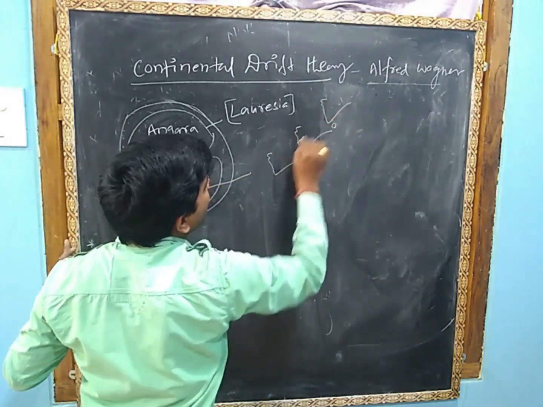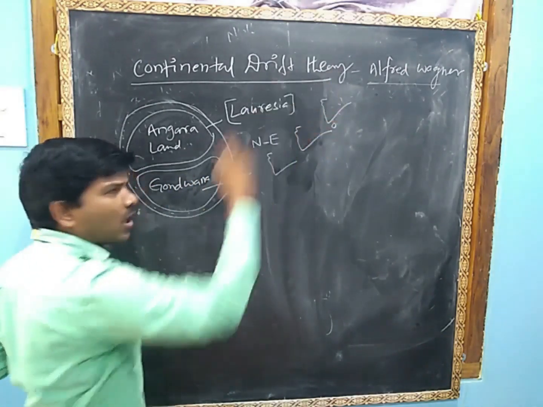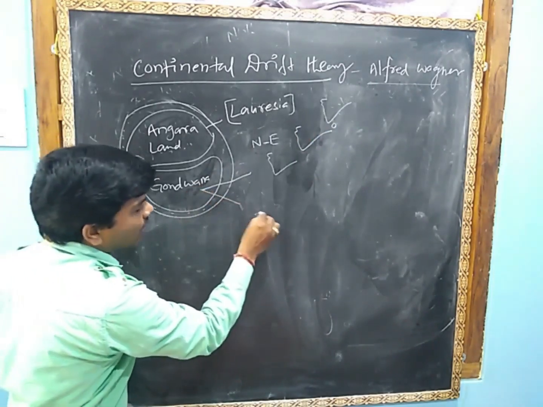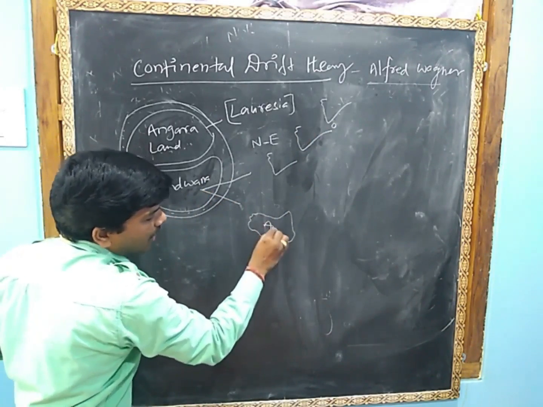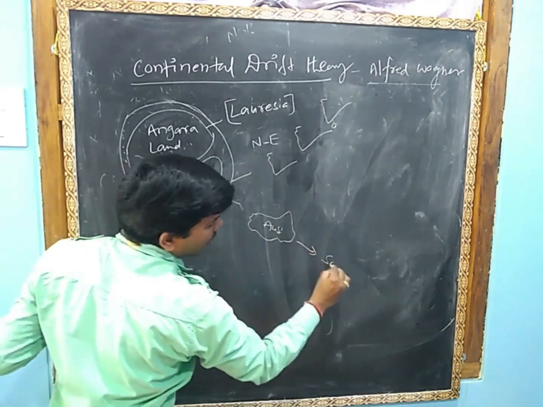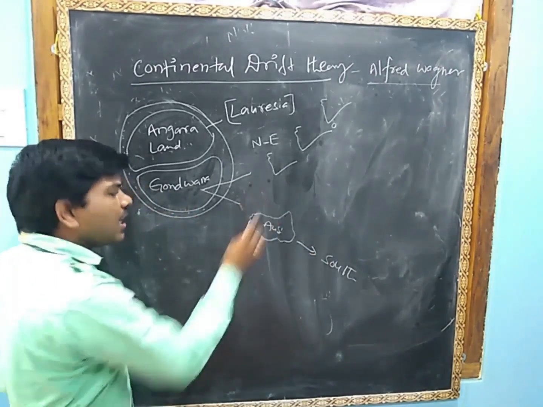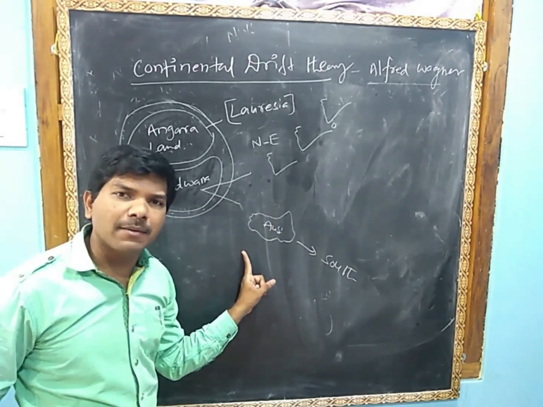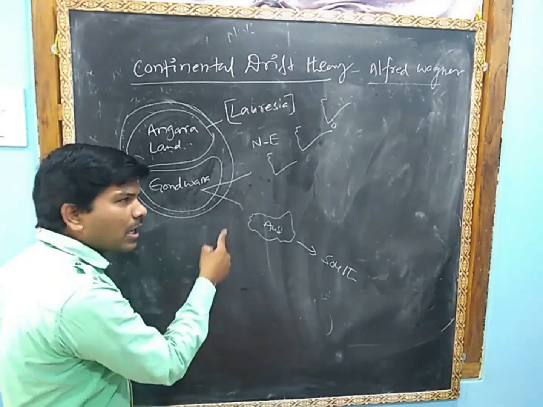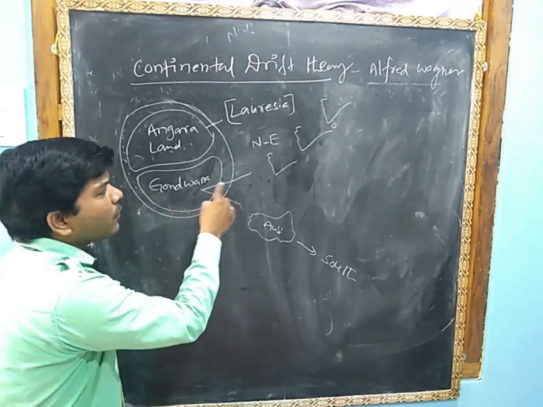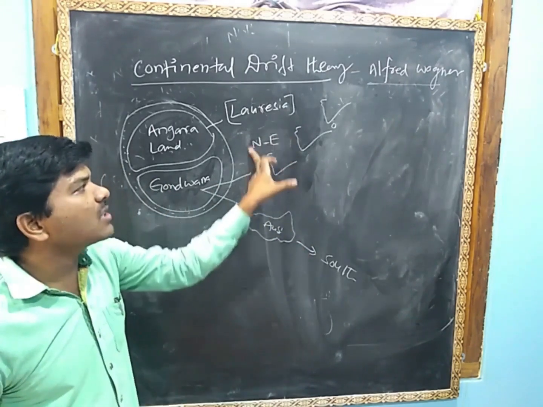landmass was moved to the northeast side. I repeat, the Indian landmass was moved to the northeast side, and one of the important continents, Australia, was moved southwards. So India and Australia are both separated by only one landmass, that is Gondwana land. So from this Gondwana land, the Indian landmass was split and moved to the northeast side.